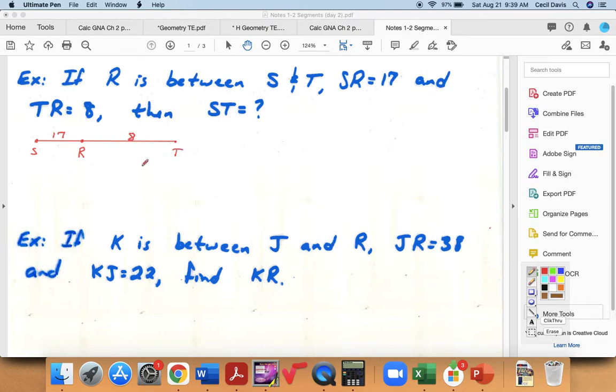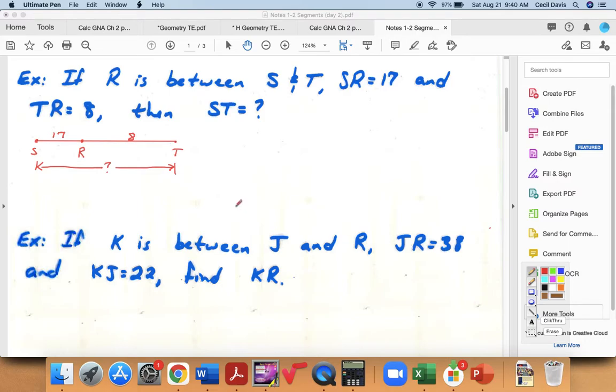And you may go, your diagram's not very good, Mr. Davis. Well, it's not to scale by any stretch of the imagination. But I didn't look at which one was longer to start with, and it has nothing to do with the problem. And we're looking for the length of ST. That's this whole segment from here to here. And that's the way I'll typically draw that.